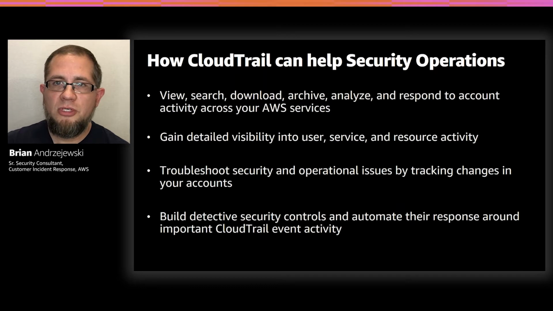When we look at CloudTrail for security operations, or SecOps, we look at CloudTrail as an audit log of requests to the AWS service APIs, or as we also call it, the control plane. This allows you, the security operator, to gain visibility into user, service, and resource activity, and also troubleshoot security and operational issues. More importantly, once you learn this format and the syntax of the CloudTrail event with the AWS services, you can then build detective security controls and then work toward automating their response around important CloudTrail event activity that your organization considers to be an unauthorized action in your AWS account.